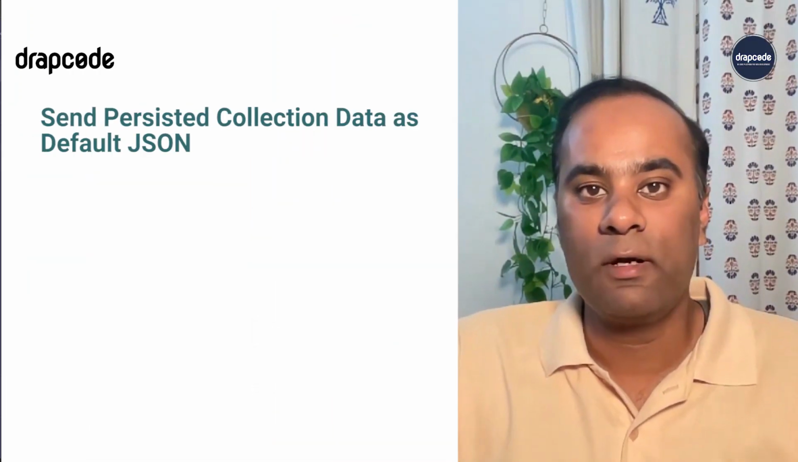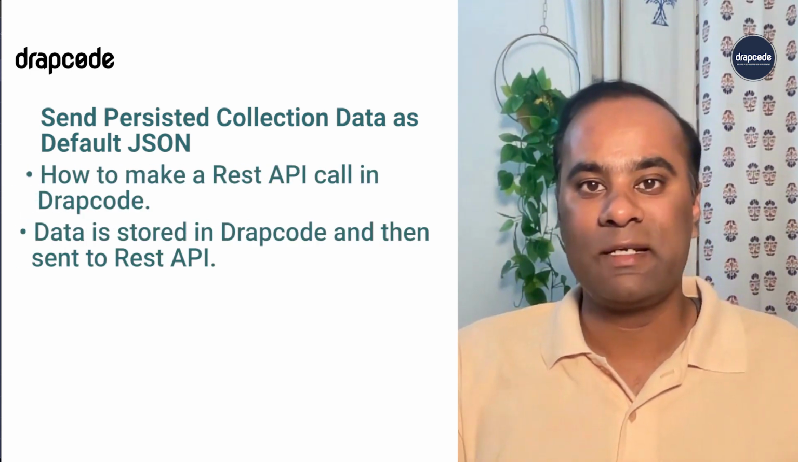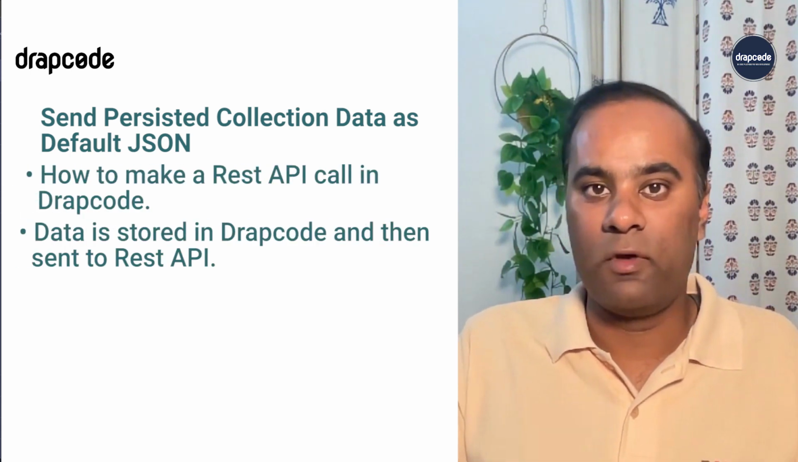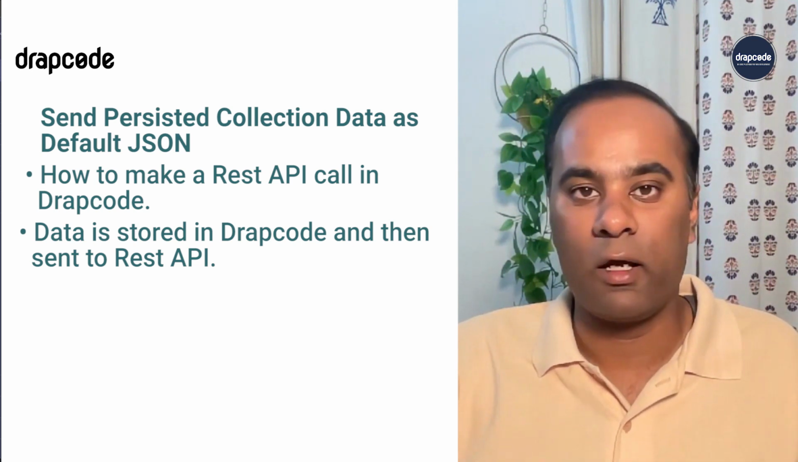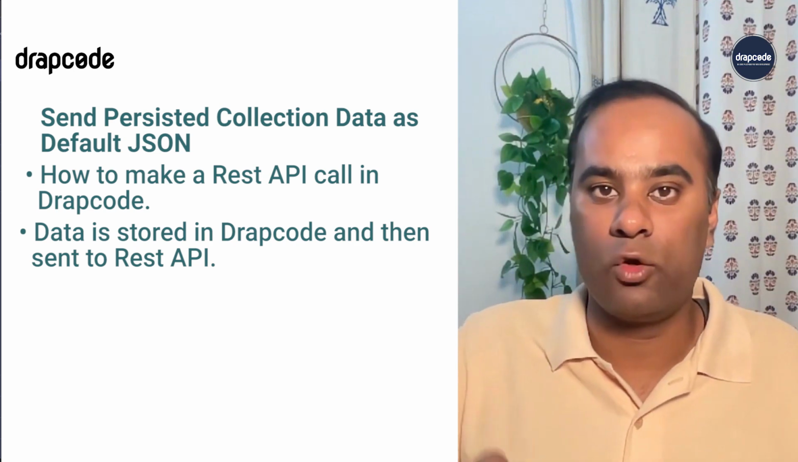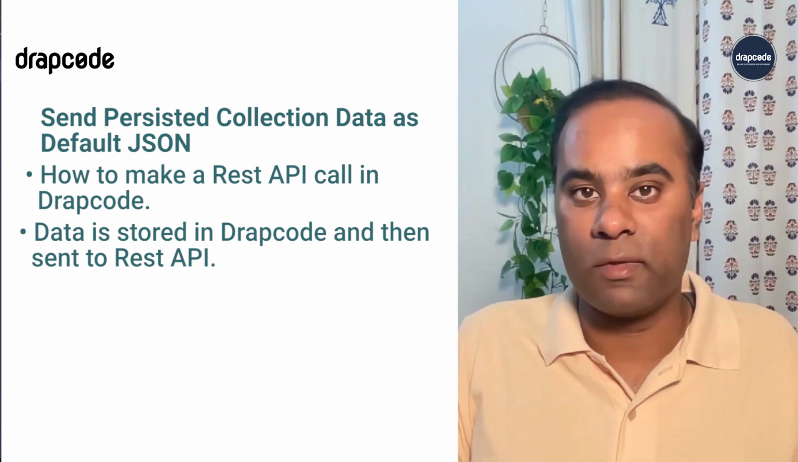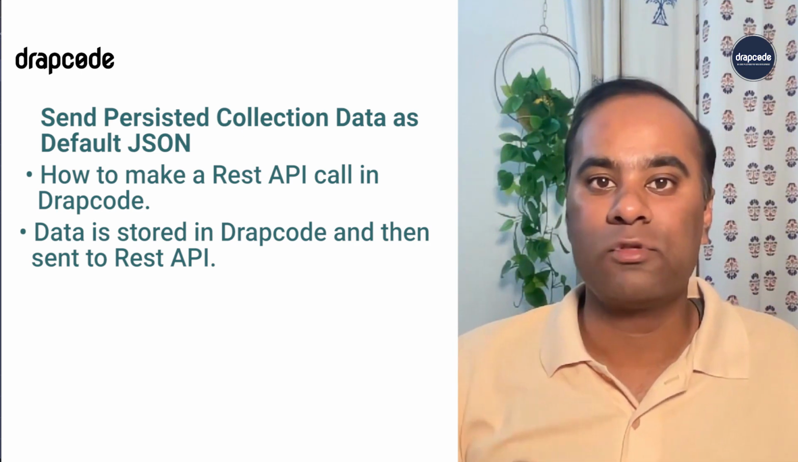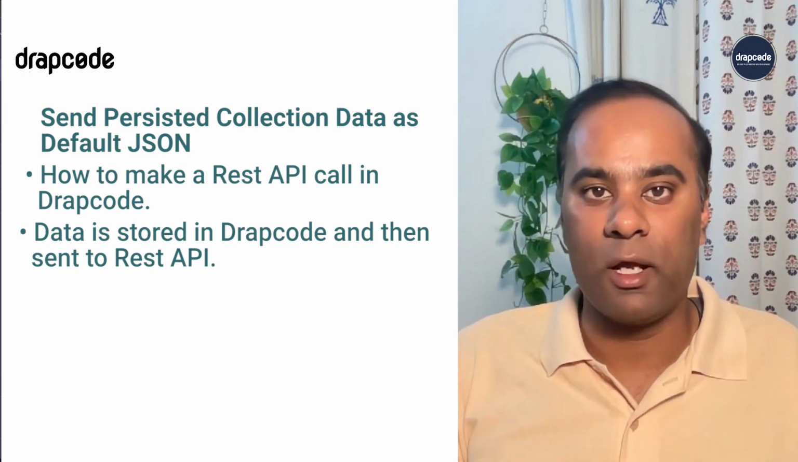So in this video, we will understand how to make a REST API call from DrapCode where data is getting stored in DrapCode, and after that maybe you want to send the data to some external API endpoint. Let's say we are creating some task and we want that task to be sent to my project management tool. Maybe I am creating something or something is getting updated, and probably we want to send the data to some CRM, to some external API. So let's see how that can be done.